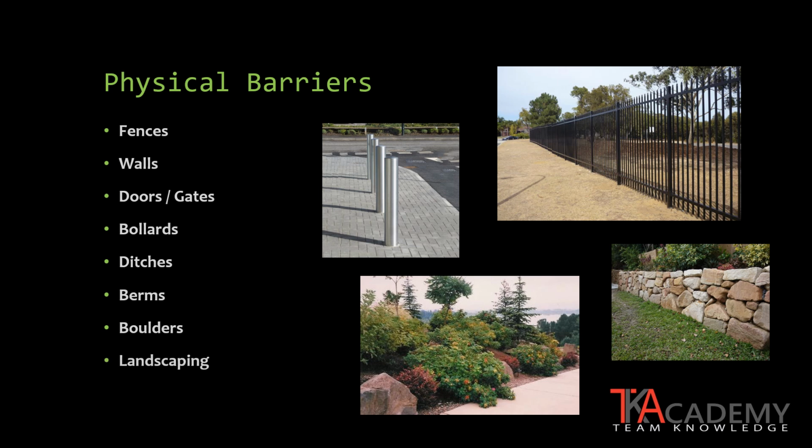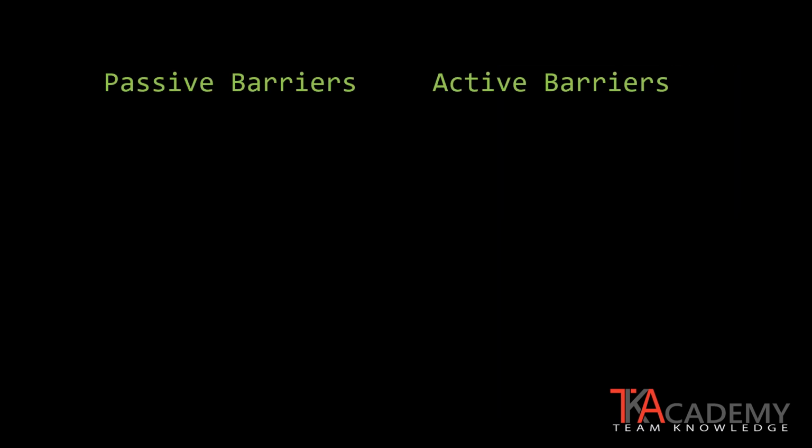Physical barriers are typically placed at the perimeter of an area that you are trying to protect, and they will serve as a first deterrence to anyone who is trying to infiltrate. Physical barriers can be classified as either passive or active barriers.